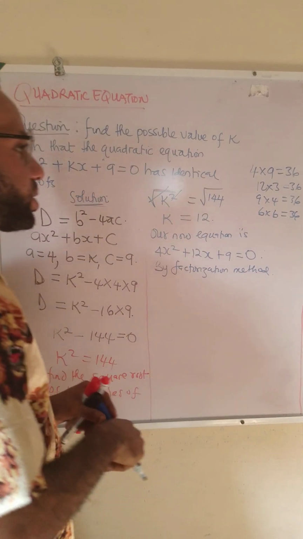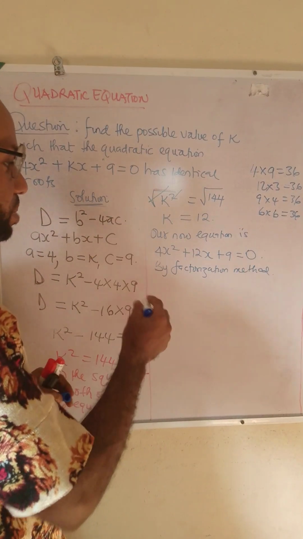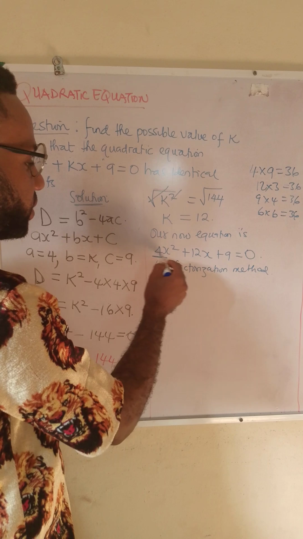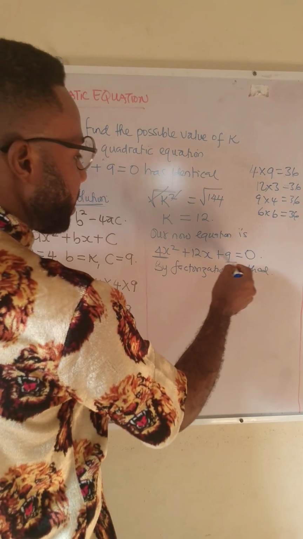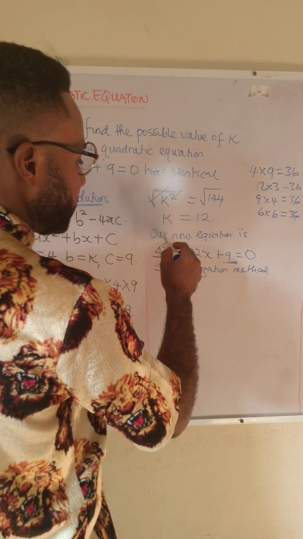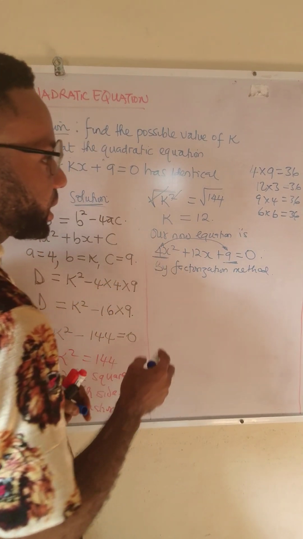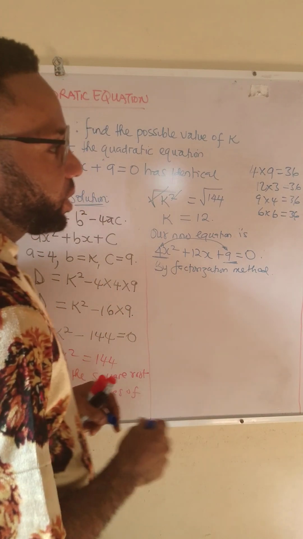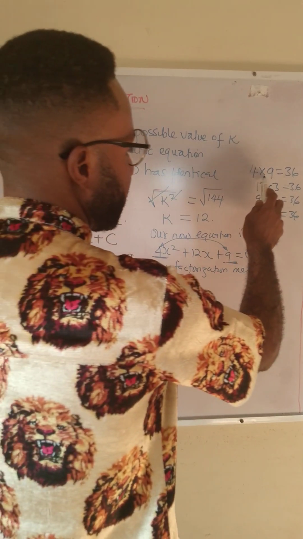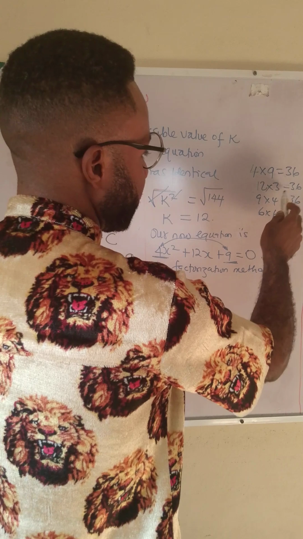So these are the factors of 36. Remember, you have to multiply the coefficient of x squared by the constant, and then you find the factors of that product. So 4 times 9 is 36, 12 times 3 is 36.